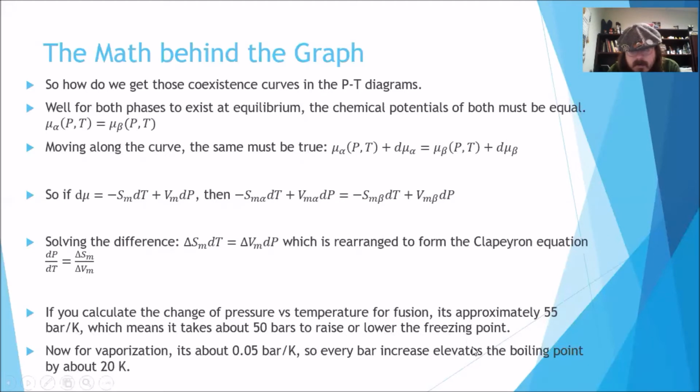So it takes a lot of energy to raise and lower that freezing point. Not too practical. But if you do the same for a vaporization, because the entropy of that is a big change, but the volume is an enormous change, you get about 0.05 bars per Kelvin, meaning that every bar you increase elevates the boiling point by 20 Kelvin. So that is a huge change. So pressure has a great effect on the boiling point of most solids.